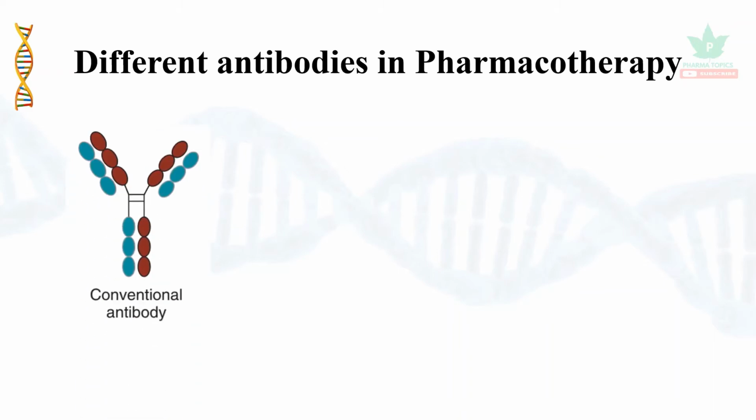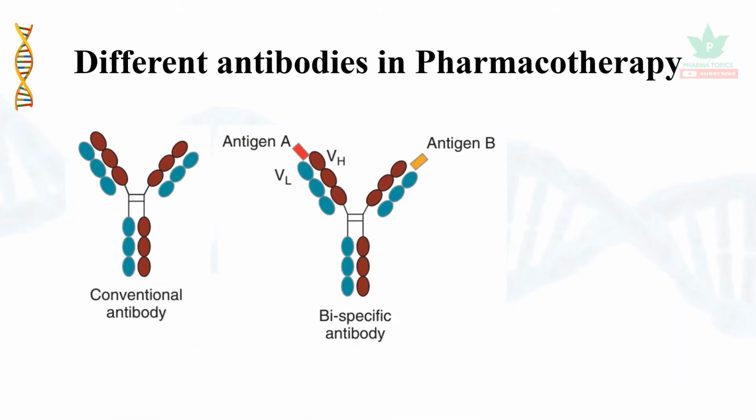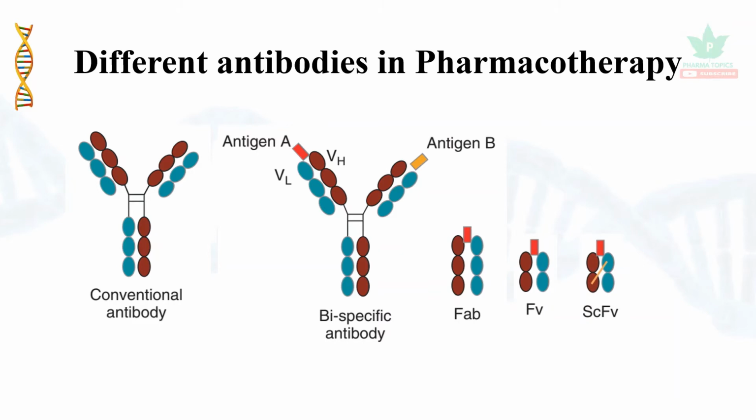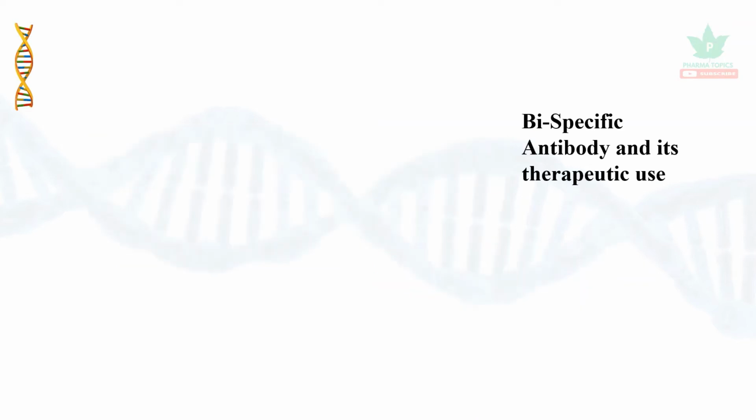Now, different antibodies which are useful in pharmacotherapy. One is a conventional antibody. One is a bispecific antibody, and the next is Fab fragments of the antibody, or Fv fragments of the antibody, or scFv fragments of the antibodies. Let us see how the bispecific antibody works.